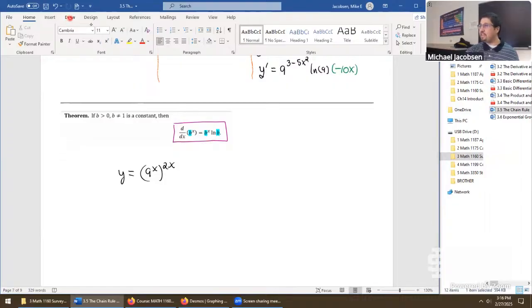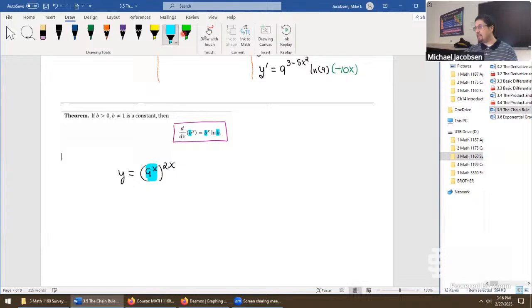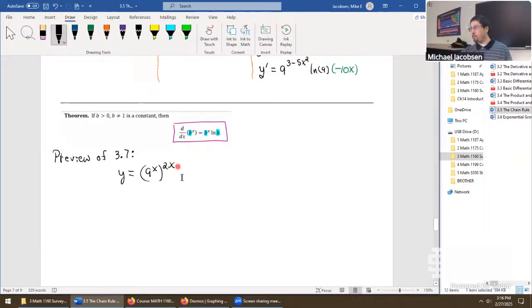But what's playing the role of B on this one? It's that, and it's not constant, that varies. So this theorem is actually irrelevant to this entire function as it stands. There's a way to get out of this, and this is a preview of section 3.7. To differentiate a function like this one, this is a horrendous format.